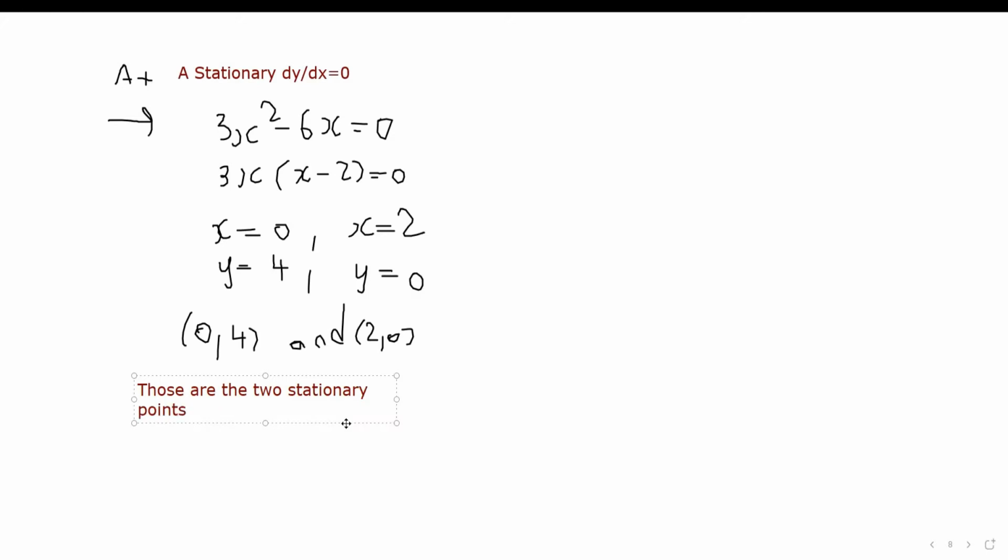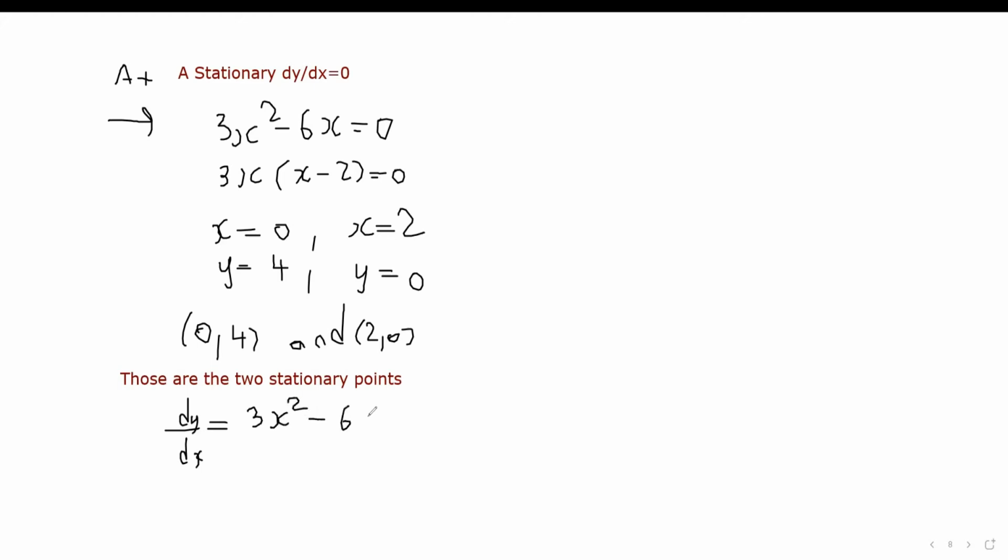Now, the second thing we need to do is to find the second derivative, because remember it said the nature. We need to determine which one is max and which one is min. So we need the second derivative. So first thing you can start by telling them is dy by dx, and dy by dx is equal to 3x squared minus 6x.